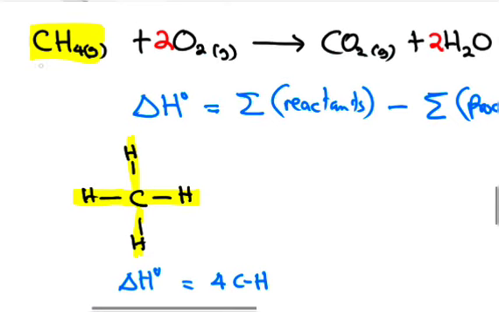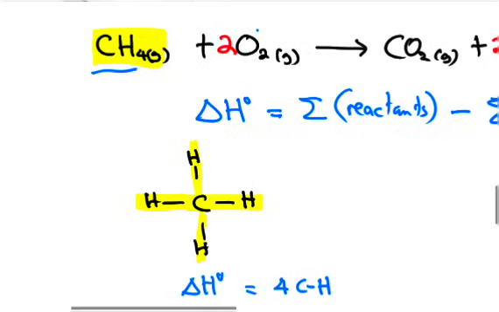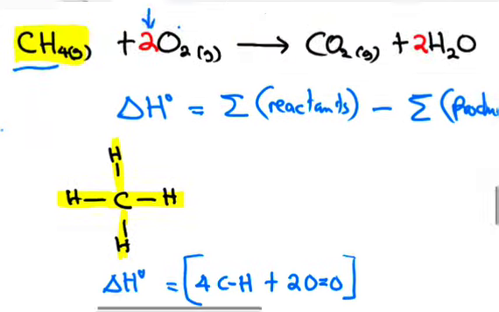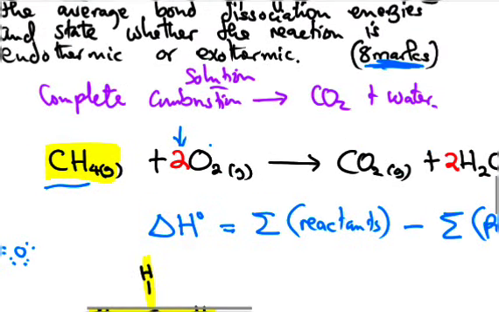Then the bonds of oxygen. Oxygen bonding is a double bond, so there are 2 O=O bonds in the two oxygen molecules. That is for the reactants.